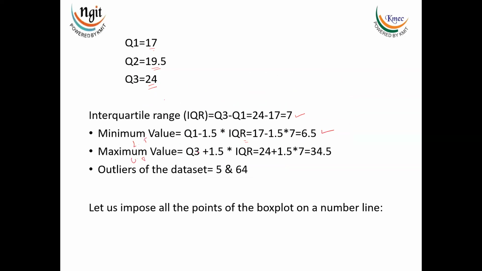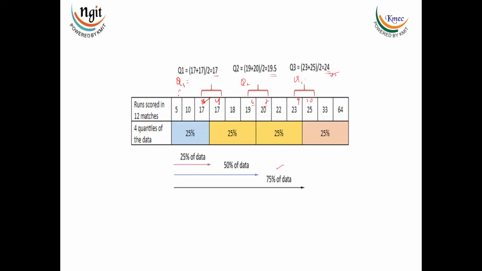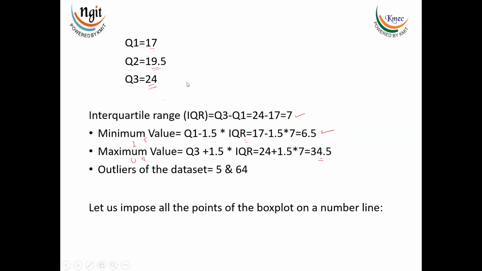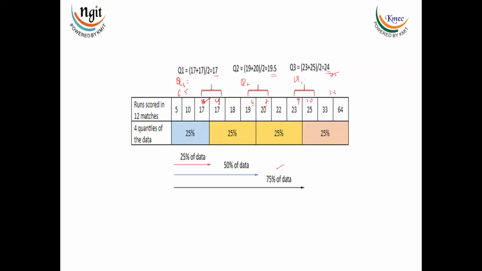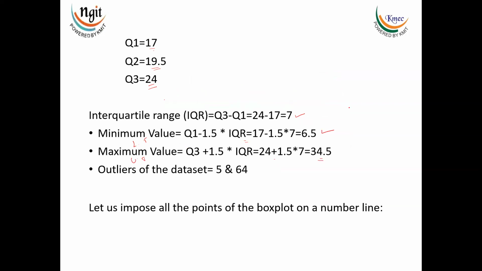This is the lower threshold. Q3 plus 1.5 into IQR, that is 24 plus 1.5 into 7, that is 34.5. So here the minimum value is 6.5, and the maximum value is 34.5 as per these calculations. By seeing this, we can easily identify that 5 and 64 are the outliers of the given data set. The value below 6.5 is one outlier, and the value above 34.5 is one outlier. So these are the two outliers of the given data set.